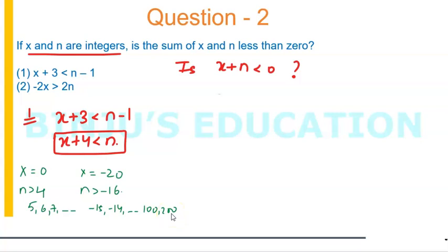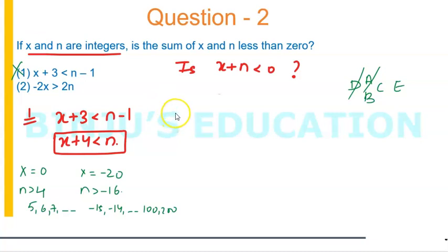So do we have a specific conclusion? No, we don't, because we do not know the values of either of the two. It simply says that x and n are integers. That does not stand for the fact that either of them is positive or negative, or the values. We just have a simple relationship from statement 1 that x plus 4 is less than n. Do we have x? No. Do we have n? No. So if we write D, A, B, C, E, A goes, D goes. Statement 1 alone is not sufficient.